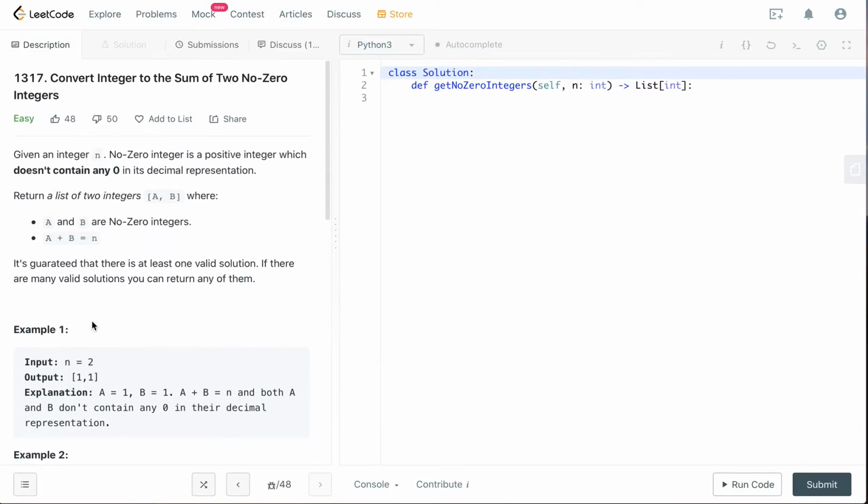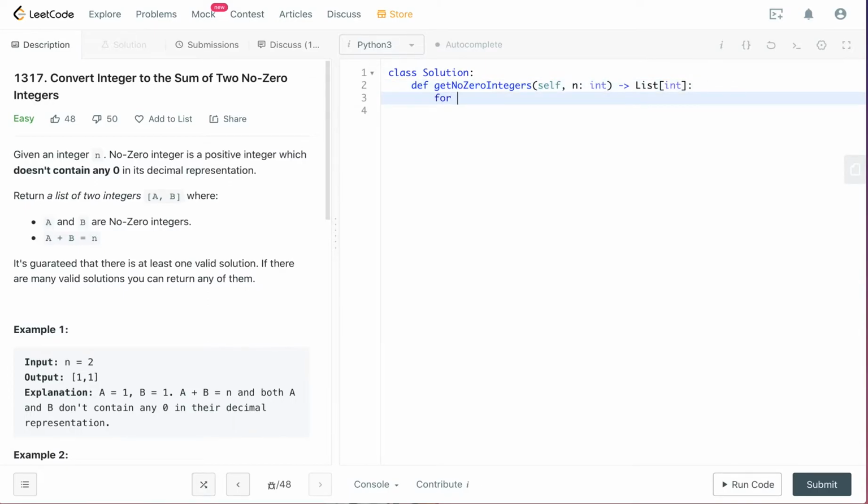The question should be fairly straightforward because basically for your a, you can go from 1 and just check whether n minus your a is a zero integer or non-zero integer. And if both of them are non-zero integers, you can just return them, right? So for that, we can write a for loop.